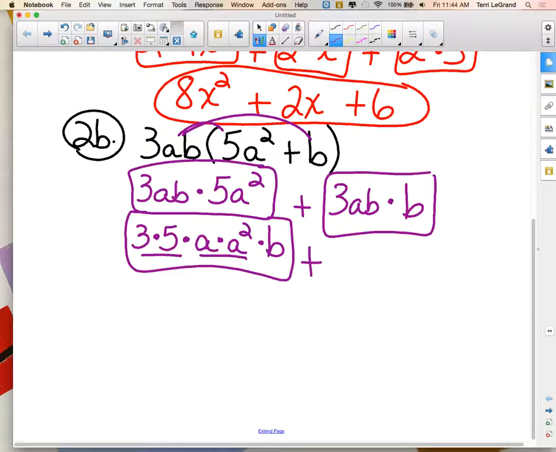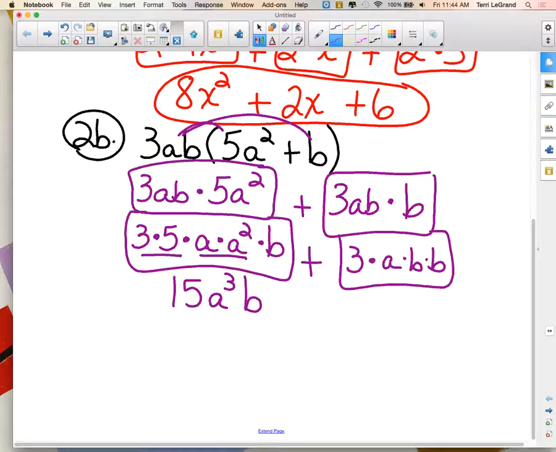And now how are we gonna rearrange this one? 3 times a times b times b. Yeah, and that one really was already in a good order, wasn't it? Okay, what does this multiplication become? What's the product of the first one? 15 a to the third b. 3 times 5 is 15, a to the first times a to the second, add their exponents, and then b doesn't have anything to be multiplied by. And what does the other one become? 3a, and the b is to the second power: 3a b to the second.